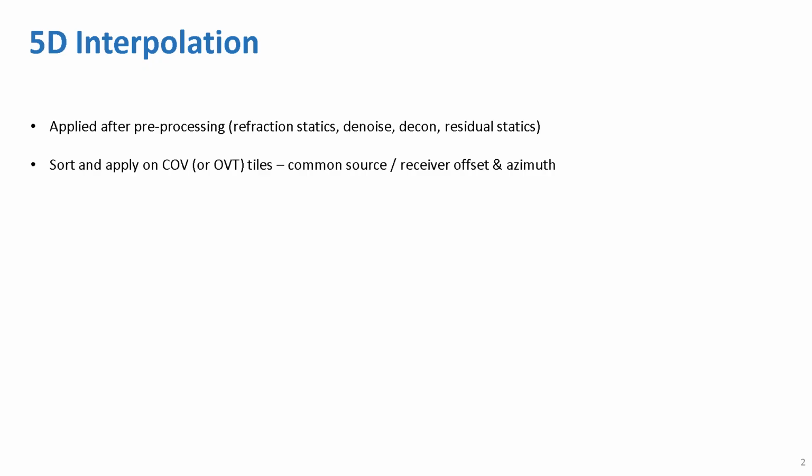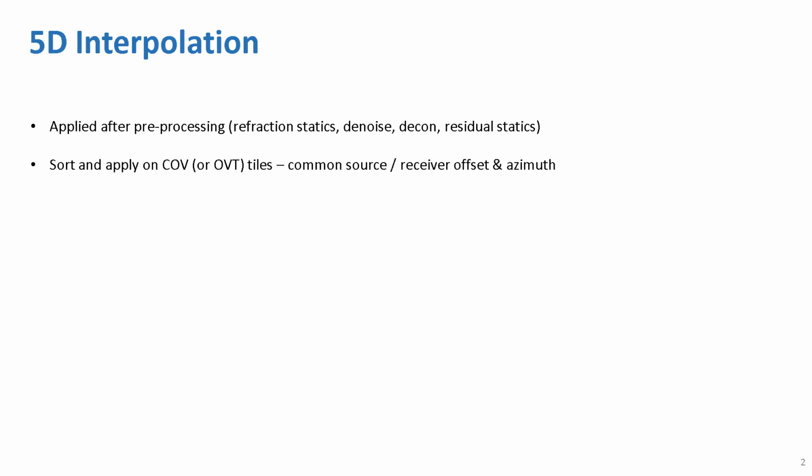Now, it's applied after all of the pre-processing has been completed. So refraction statics, denoise, deconvolution, residual statics, more denoise, of course, and then it would be applied just before migration. Now, it's not applied on CDP gathers. You need to resort to common offset vector tiles, COV tiles, sometimes called offset vector tiles, OVTs.